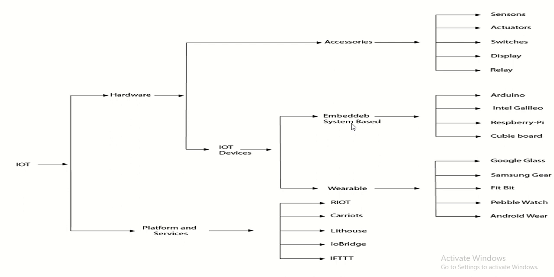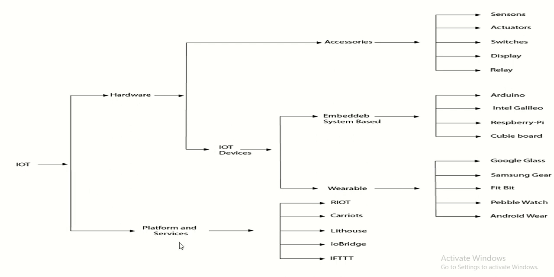IoT devices, embedded system based. So we use Raspberry Pi, Arduino. They are embedded system based IoT devices. Galileo is the chip, QB board is the chip. So we'll see some of them also in the current presentation. Wearables. Most of us have smart watches. Google Glass, Samsung Gear, Fitbit, Pebble Watch, Android Wear are some wearables which are IoT devices.